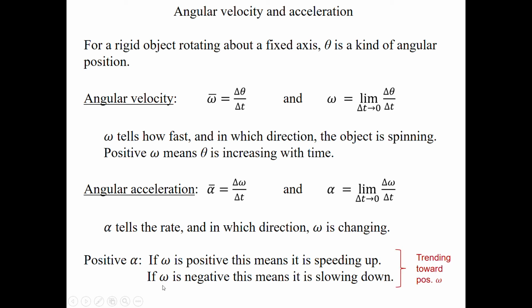And one way to think of that is the same way I suggested thinking about linear acceleration. In both of those cases, you're doing your best to trend towards a positive omega. If you already have a positive omega and you have a positive alpha, you're trying to trend towards a more and more positive omega. That means you're speeding up. Whereas if you have a negative omega, you've got to slow down in order to get towards a positive omega. And then similarly for a negative alpha, that means you're trending towards a more and more negative omega, whatever you have to do for the direction you're spinning.